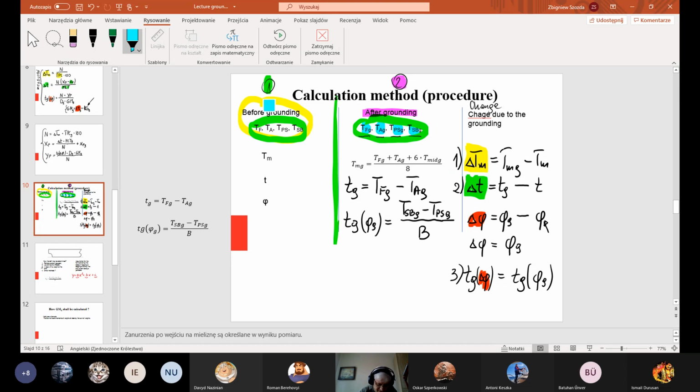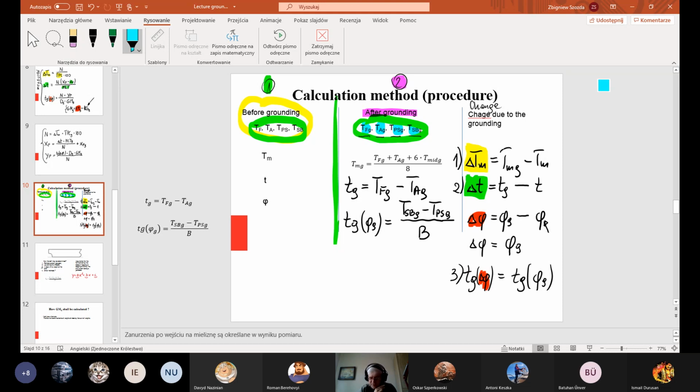The first package before grounding and the second package after grounding. And who will remind us how to determine drafts after grounding? Who can answer such a question? What could be the method of determining the drafts after grounding? I open the floor for the discussion.